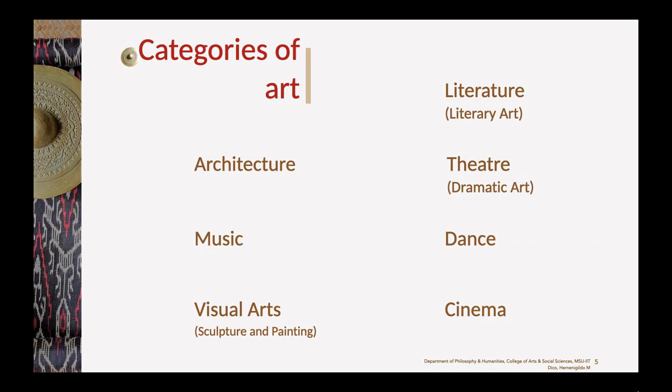genres. So when we studied using the formal approach of learning all these things, it would be easier for us to right away identify because of this categorization. And the following are the 7 categories of arts. These are architecture, the visual arts, includes sculpture and painting, music, literature, theater, dance, and cinema.